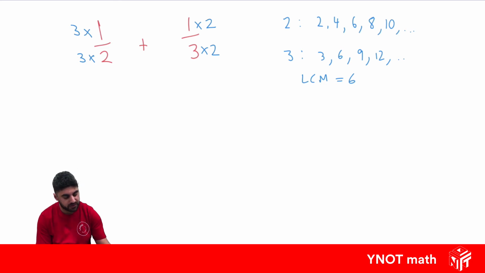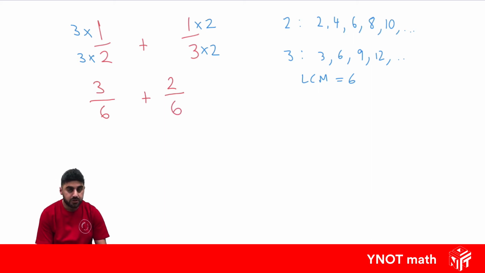So what this is going to give us is 3 times 1 is 3, 3 times 2 is 6, plus 1 times 2 is 2, over 3 times 2 is 6. So what we've done there is made 2 equivalent fractions that actually have the same value as the ones above them. So a half is actually the same as 3 over 6, but we've just made it more convenient because we know how to add fractions with the same denominator. Because to add fractions with the same denominator, you keep the denominator the same, and you just add the numerators together. So 3 plus 2 is 5.